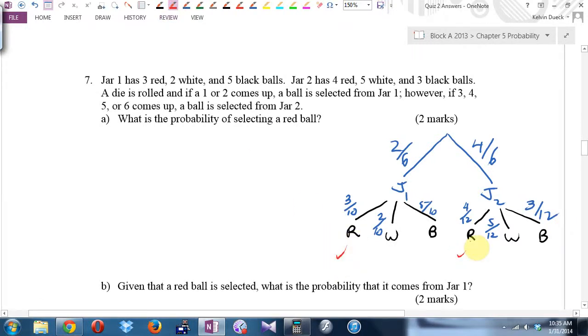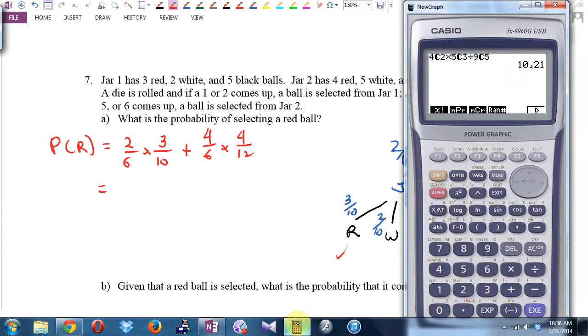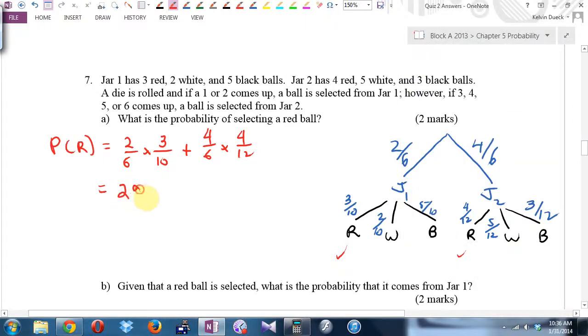Probability of selecting a red ball: it's jar 1 and red, or jar 2 and red. It's 2 out of 6 and 3 out of 10, or 4 out of 6 and 4 out of 12. I can already see I'm not going to have a nice common denominator, so I'm going to wimp out and go straight to my fraction button on my calculator. And I get 29 out of 90, not a number I would have come up with on my own, but good enough.